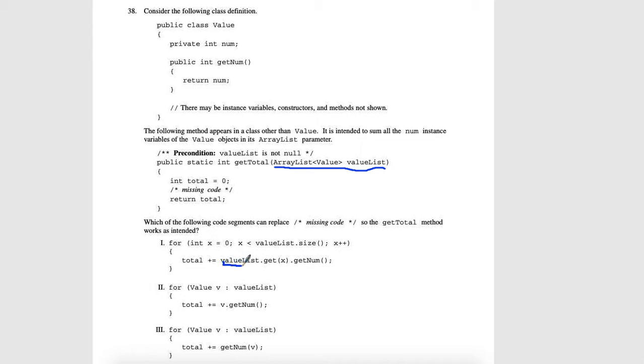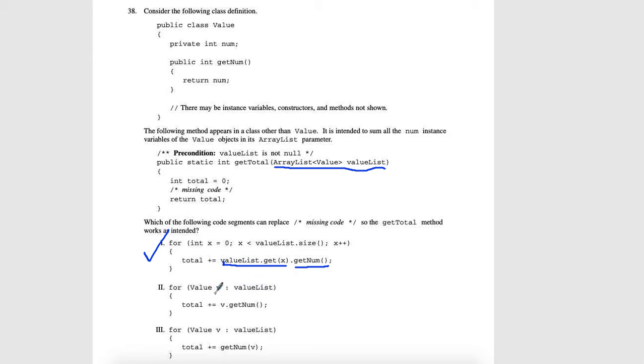just fine, because this says get the object at index position x, and then call the getNum method on that object, which those objects do have a getNum method because valueList contains Value objects. I mean, this seems completely fine. So 1 works. Part 2, this is an enhanced for loop.